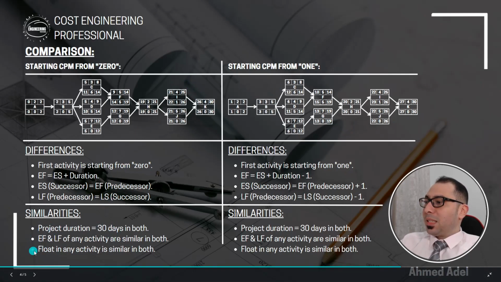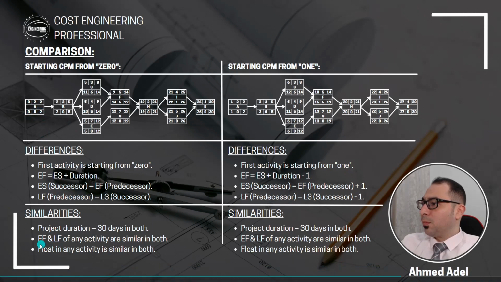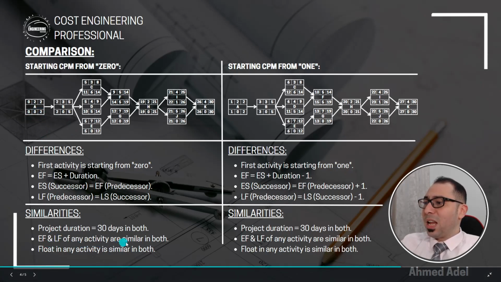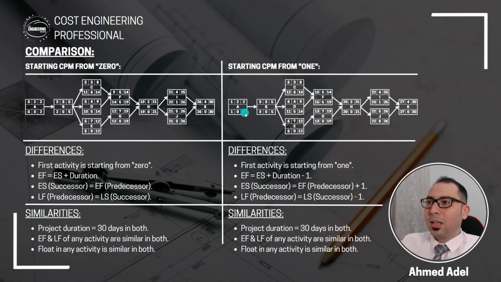Okay. Here, the second thing is that early finish and late finish of any activity are similar in both cases. So what I'm trying to say here is early finish and late finish of any activity here will be same. Like the finish, here 2 and 2, so here you must find 2 and 2 also. This one 9 and 14, so here it will be 9 and 14 also. This one 21 and 21, here must be 21 and 21.